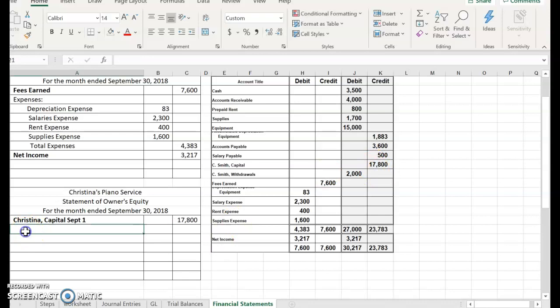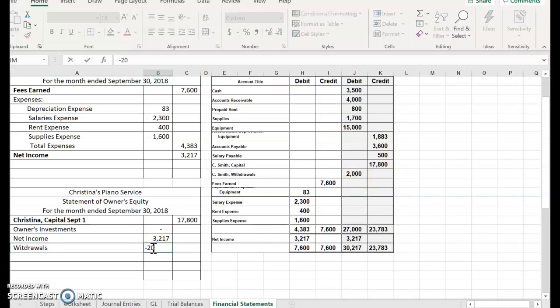And then you would add investments. Let's just put owner's investments, and we didn't have any, so we could just put 0. Then we would add net income, which we get from the income statement above, and that was 3,217. And then we would subtract out any withdrawals. And if you look on over here, we had 2,000, so we would subtract out 2,000. And then that would get us to Christina's ending capital.